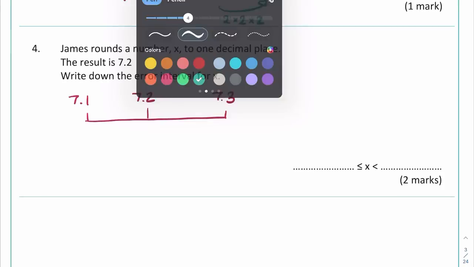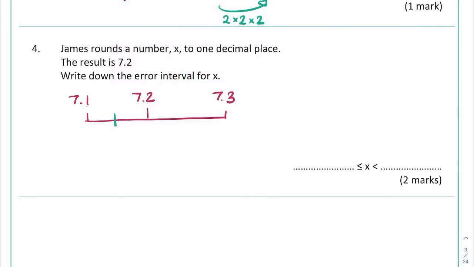And when we're looking at error intervals, we're thinking about where's that cutoff point in between those that would still round to 7.2. So in between 7.1 and 7.2, you have 7.15, and it can help to add some zeros onto these numbers because then you've got 7.10 and 7.20, and 7.15 just seems a little bit more visually easy to see. In between 7.20 and 7.30, you've got 7.25, and that's called your lower and upper bound.